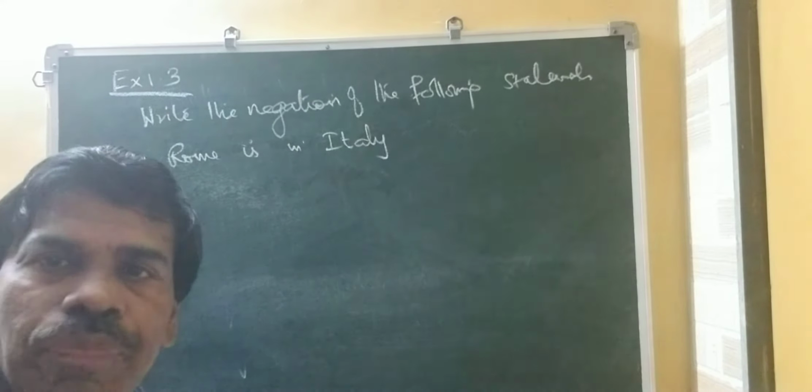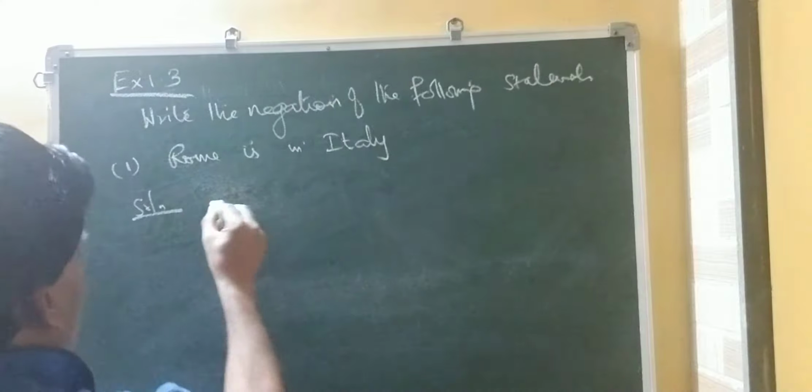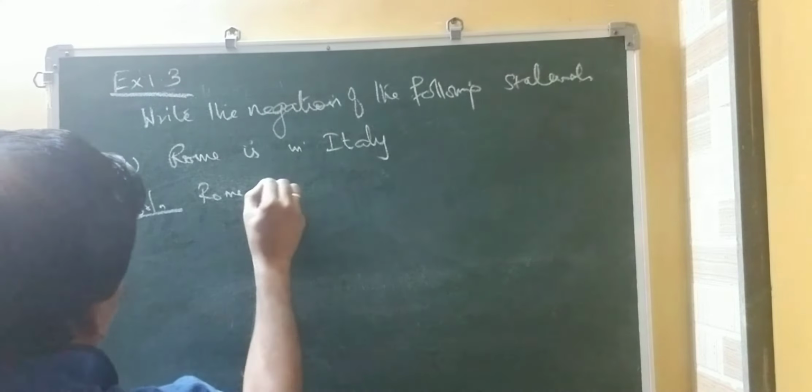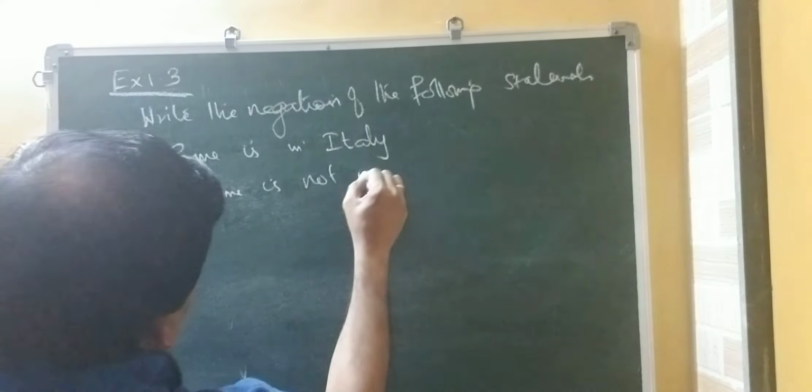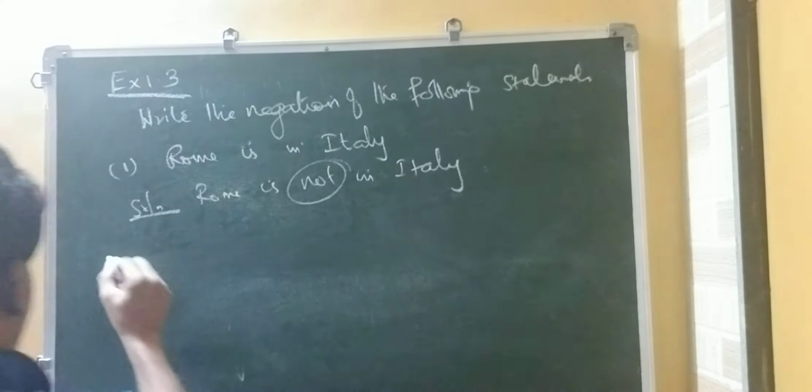Rome is a city which is in Italy. So what is the negation? Rome is not in Italy. Now second one.